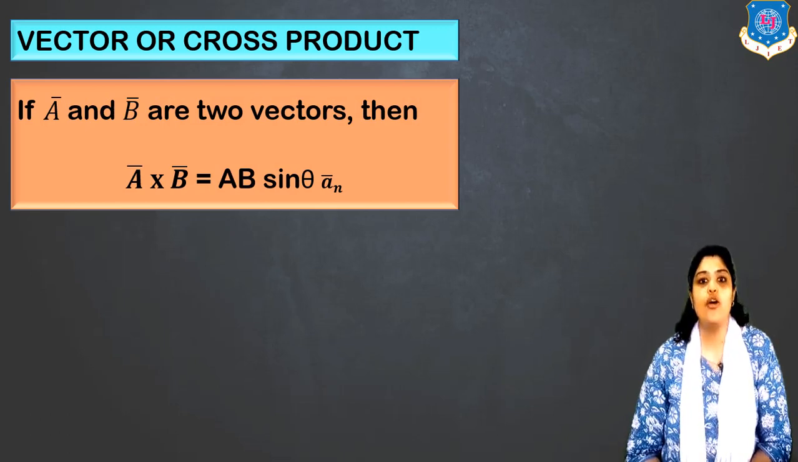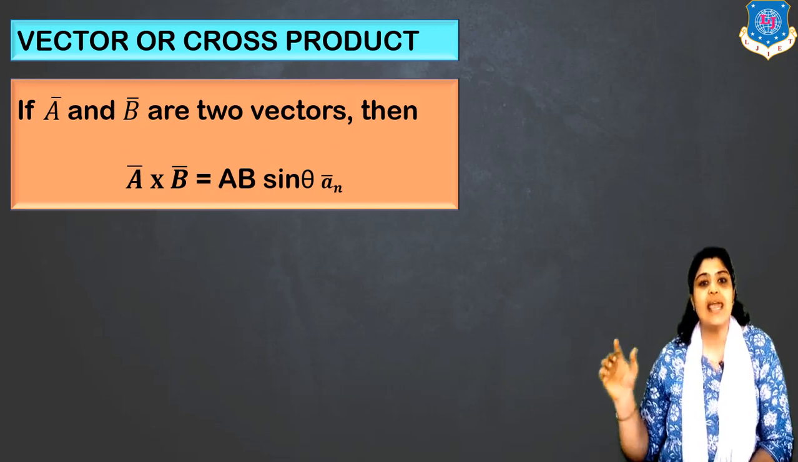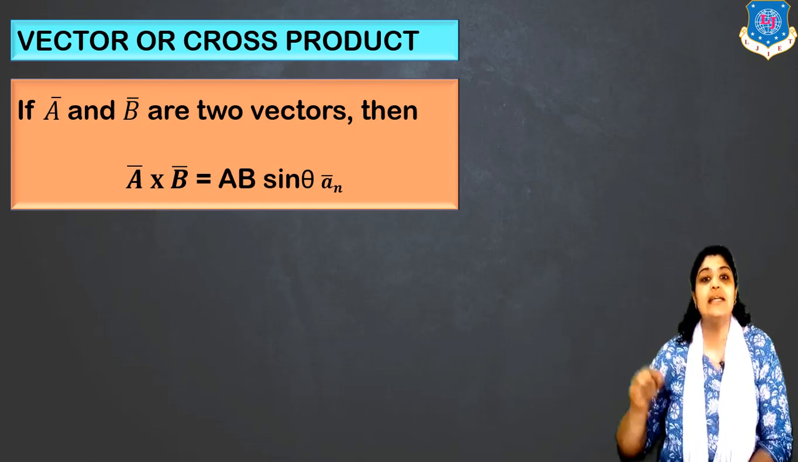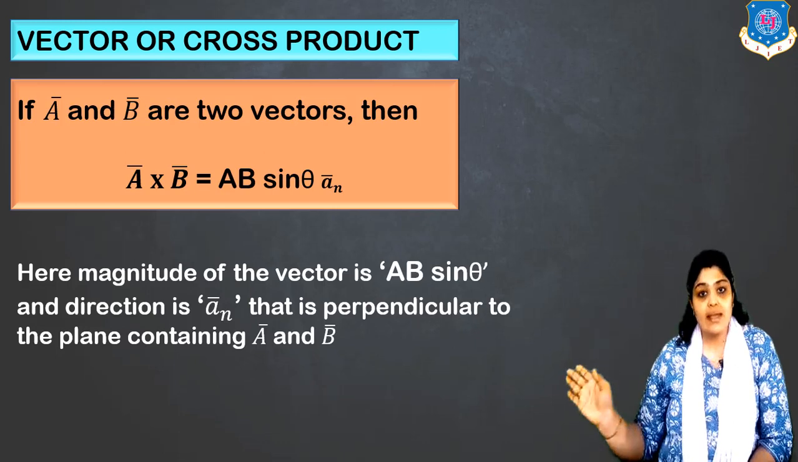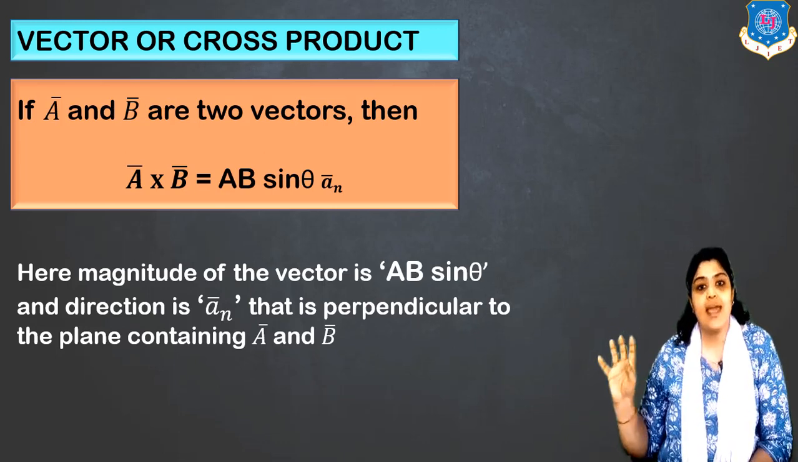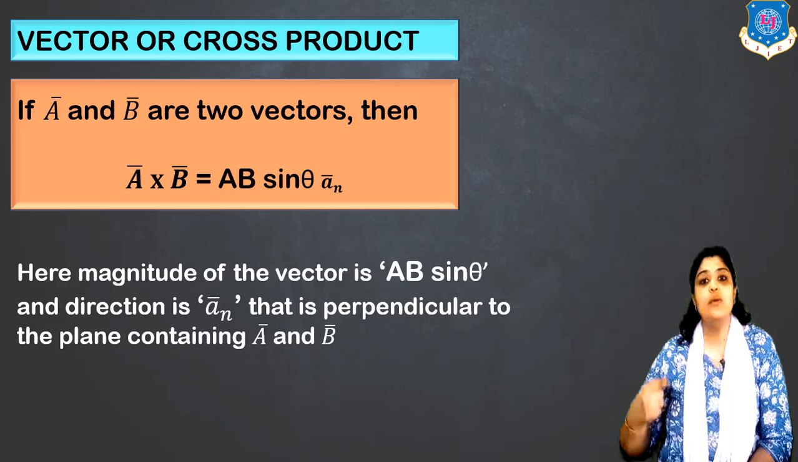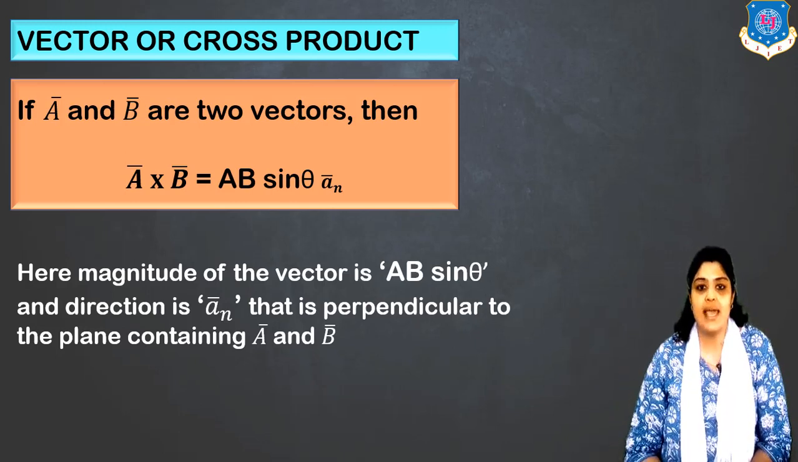Now let's see what we have as the second type. The second method of finding the multiplication of two vectors is known as the vector product, or the cross product. Suppose I have two vectors A and B. I would say the cross product of these two vectors is defined as A cross B is equal to AB sine theta into AN, where AB is the magnitude of the vectors, theta is the angle between these two vectors, and AN is a unit vector which is perpendicular to the plane containing these two vectors A and B.